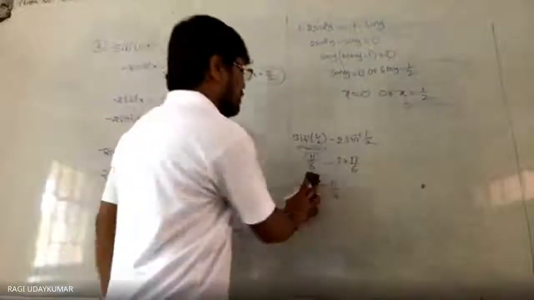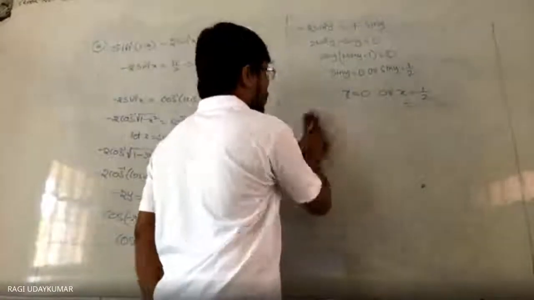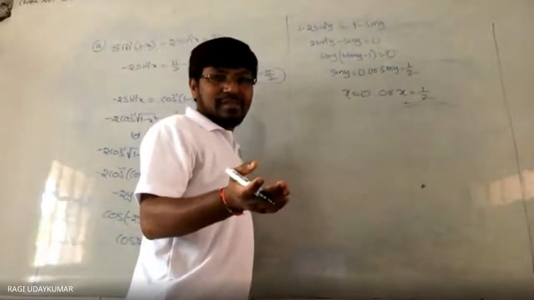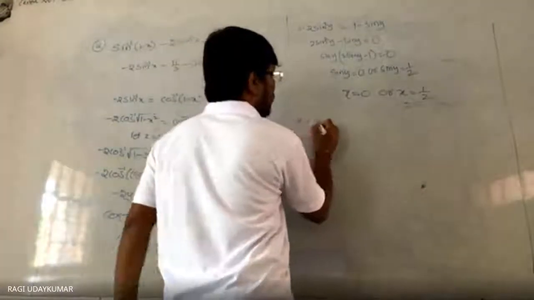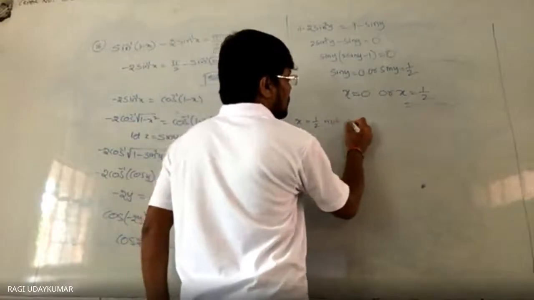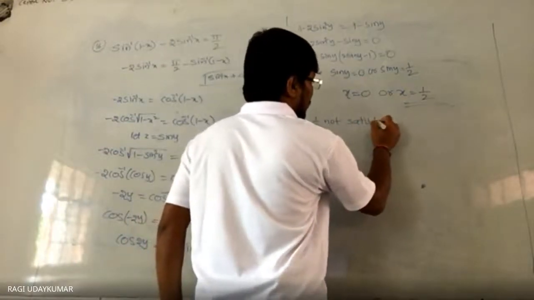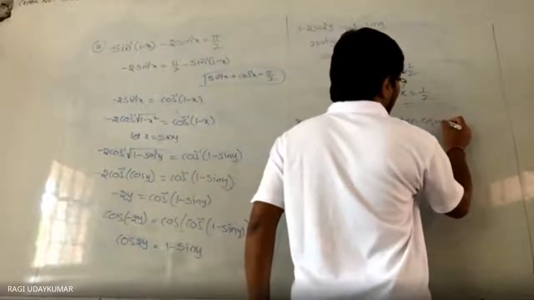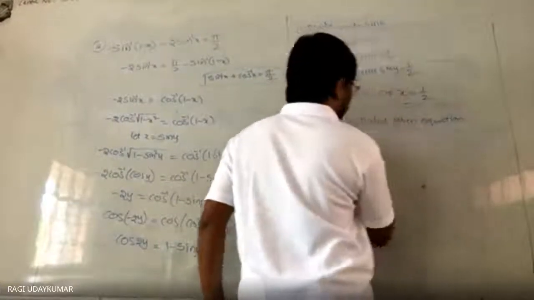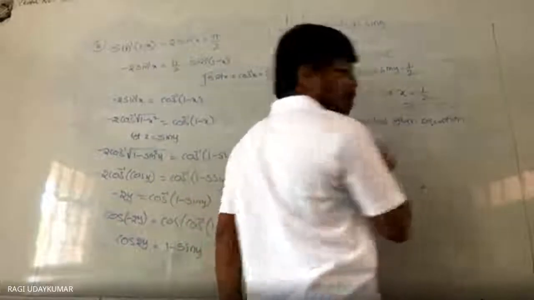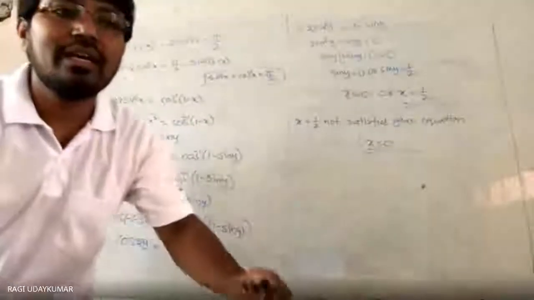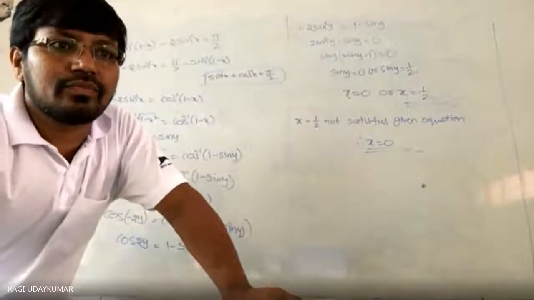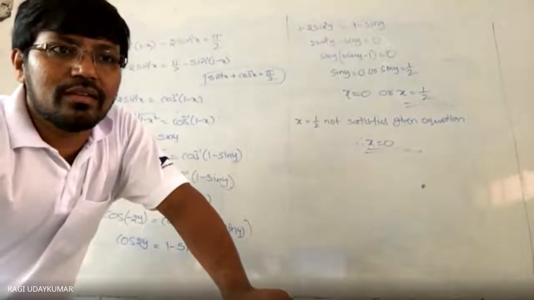So the answer is that x is equal to 1 by 2 does not satisfy the given equation. Therefore x is equal to 0 is the only solution in this case. Please observe this point very clearly. Okay?